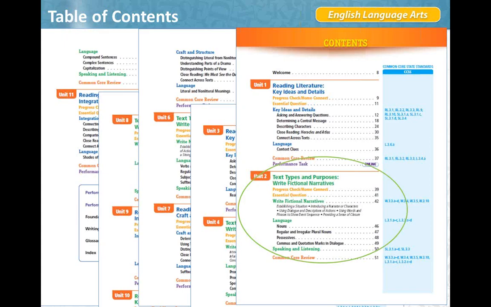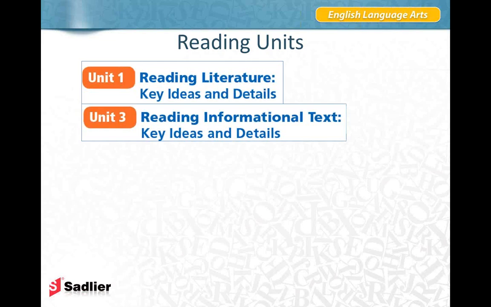And you'll see how they do that as we go and look at a unit a little bit more closely. First, I want to explain how the reading units are organized. They're every other unit, as I mentioned. And units 1 and 3 address the key ideas and details, which is the first topic in the Common Core State Standards. So as I mentioned, the organization of this program is by Common Core State Standards. So our units for reading follow the topics, key ideas and details, using literature and informational text.